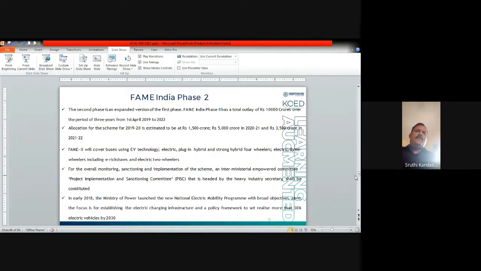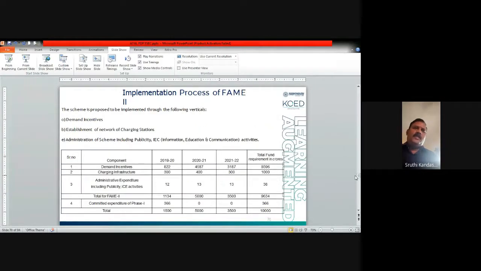Here FAME 2 will cover buses using EV technology, electric plug-in hybrids, and strong hybrid four-wheelers can be introduced. FAME 1 only concentrated on two-wheelers as well as three-wheelers. FAME 2 concentrates on four-wheelers. The project implementation and sanctioning committee is giving a lot of subsidies and subsidy policies for the promoters as well as the buyers, that is, the consumers. So for the implementation process of phase 2, the component is demand incentives, and this is the outlay of the funds. FAME 2 demand incentives are only for buses and four-wheelers. Three-wheeler and two-wheeler rickshaws were in FAME 1.